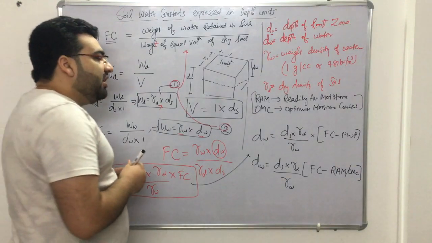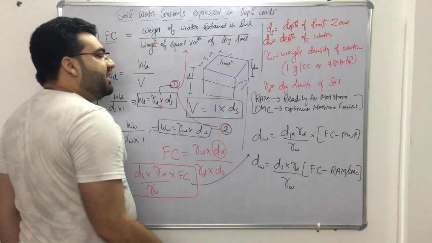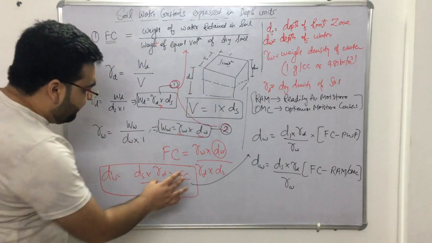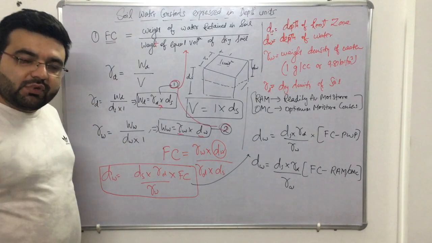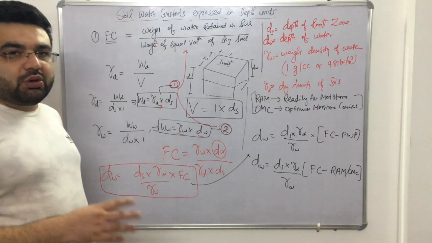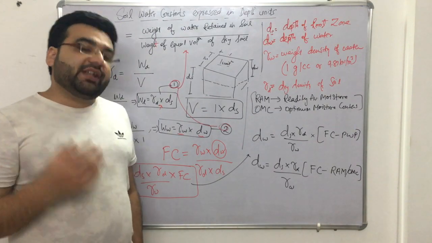So if in the question readily available moisture or optimum moisture content is given, this formula is valid. If the permanent wilting point is given, this formula is valid. If nothing is given, then this formula is valid. Clear? And about the frequency of irrigation, I have already told you. How to get the formula for frequency of irrigation.